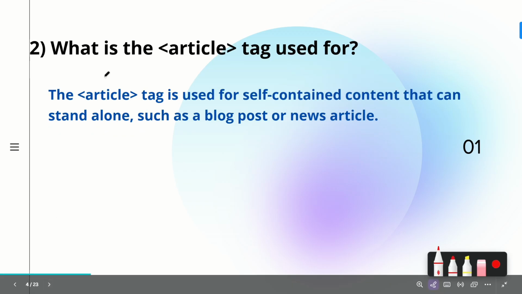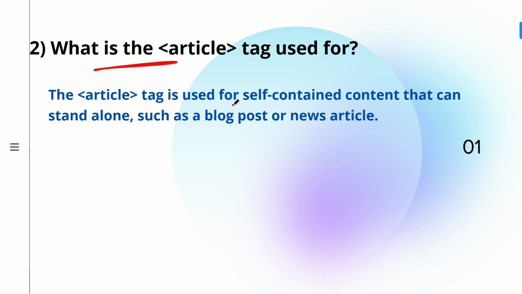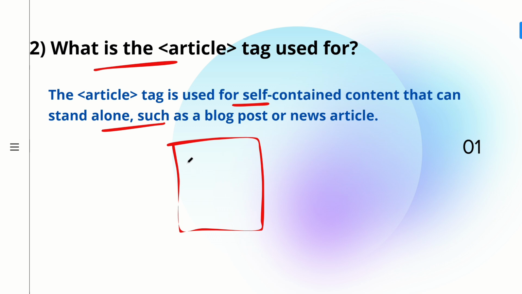Now we will go to our second question, that is, what is the article tag used for? The article tag is used for self-contained content that can stand alone, such as a blog post or news article. Let us suppose we have an application, and in this application we can have a separate section about one course. If our website is about the courses we are selling, then there can be self-contained content about one individual course, or a post about that course. And then there might be one more course, so we can have one more article here.